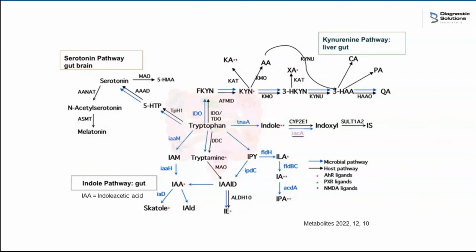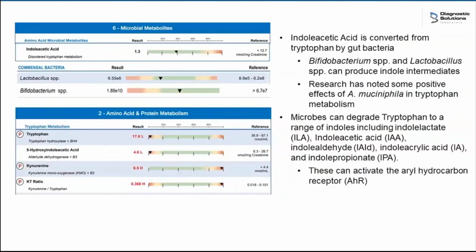So they can make kynurenine, and this is kynurenic acid. We make xanthurenic acid, quinolinic acid, and picolinic acid. So we can do these things. And the little dots next to them are identifying what they can do with more immune activity. So the aryl hydrocarbon ligands, PXR, and NMDA activity. So we can look at that.